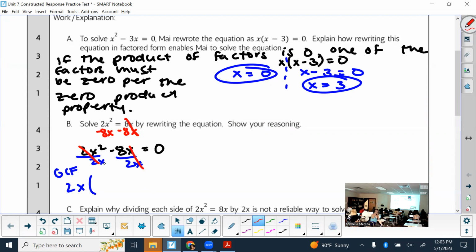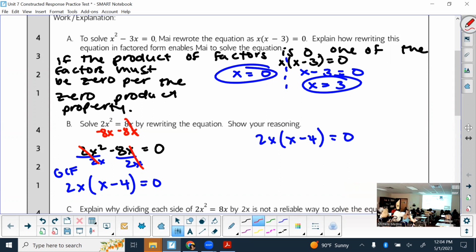What's x squared divided by x? Good. What's negative 8 divided by 2? Good, still equal to 0. So now that you have it in factored form, so as things that can be multiplied together and it equals 0, how do I continue solving? Not by FOILing, that would get me back to the original, I don't want that. I want what x equals. How do you send it back?